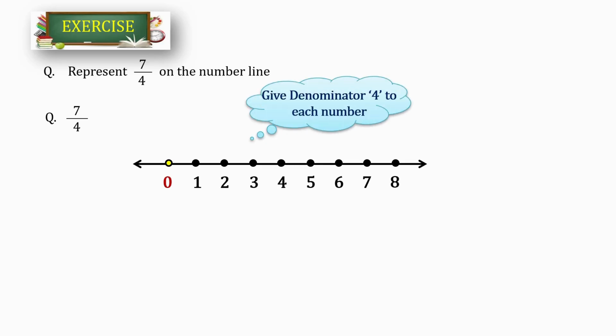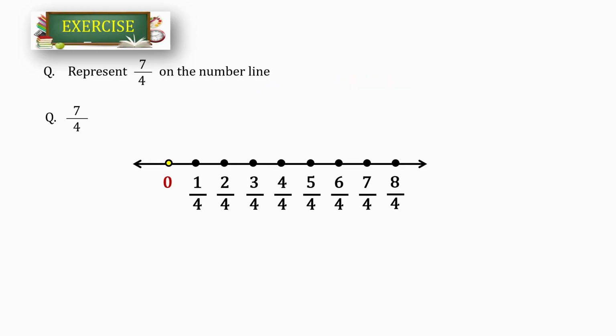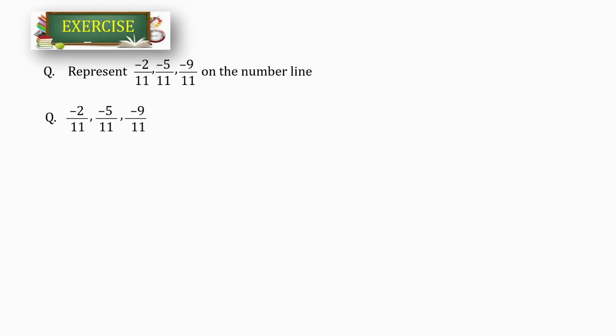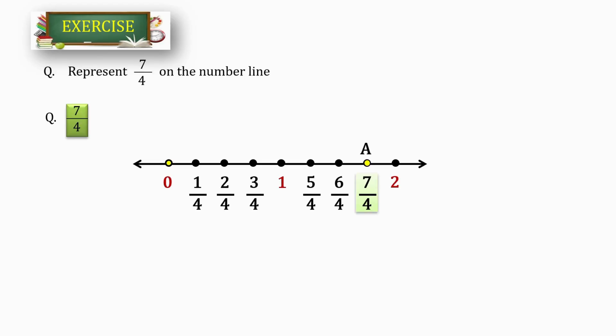Now give the denominator 4 to each number. So we know that 4 by 4 is equal to 1 and 8 by 4 is equal to 2. So 7 by 4 we can represent it with the point A. So this is the number line representation.